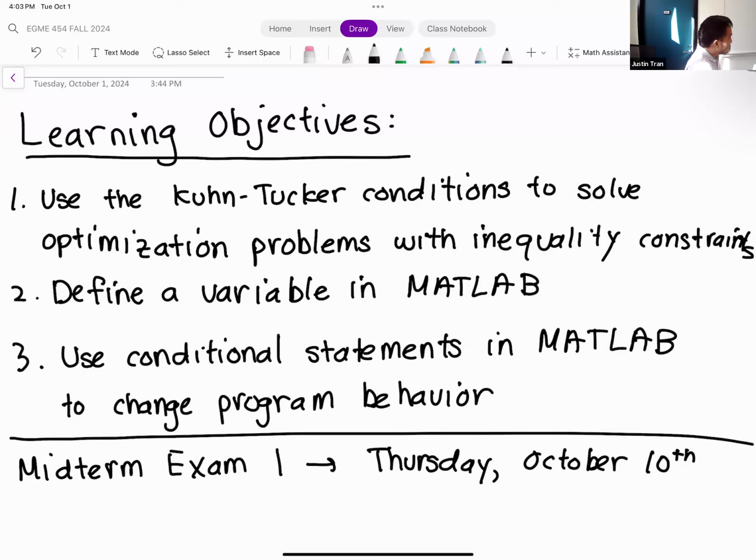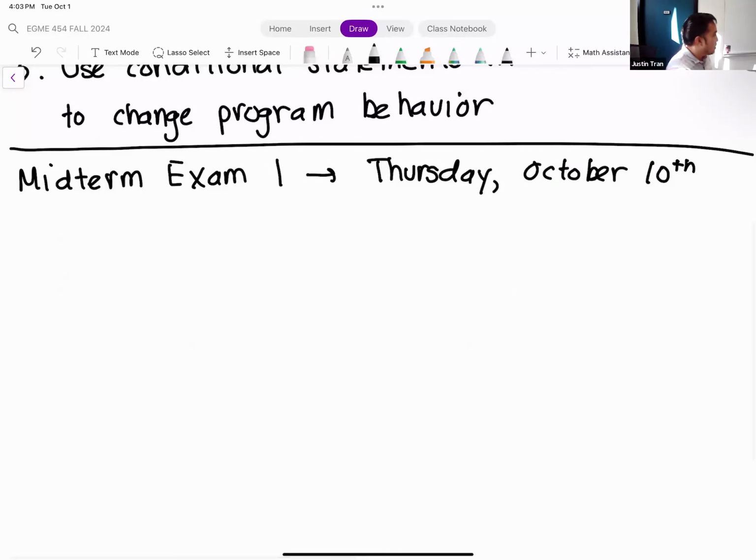All right. First thing, let's talk about the midterm exam. The midterm exam is planned for next Thursday, October 10th. It's going to take place in class, so please plan to be here in the classroom. There are no plans to offer it over Zoom.